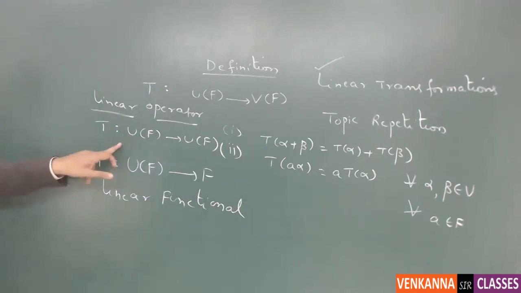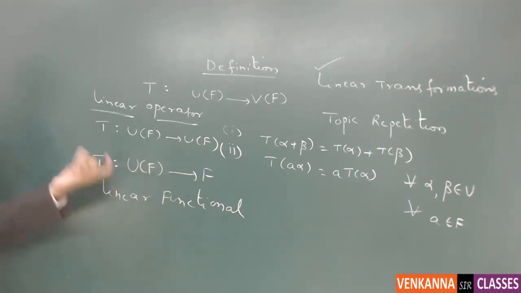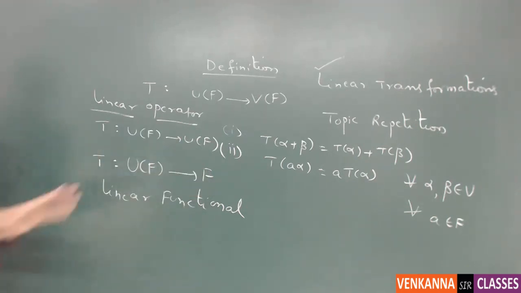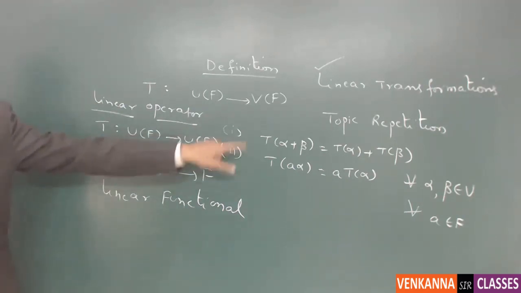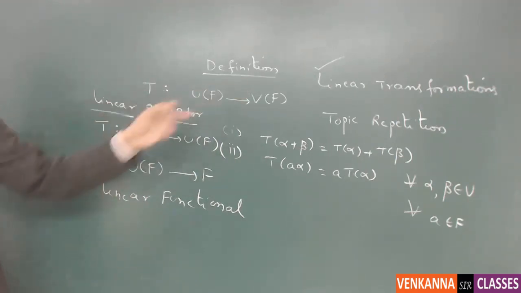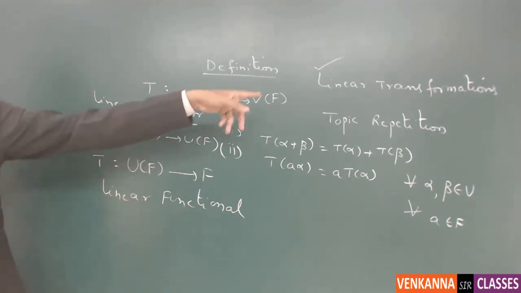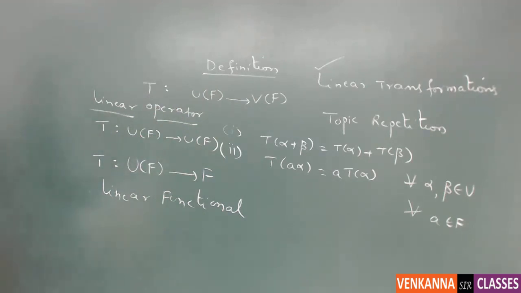So here, the input is a vector, output is also a vector. Here, input is a vector, output is a number. So you are pairing a vector into a number. So that is the difference between these definitions. Whatever name you consider, these two conditions are mandatory and to be satisfied by T. Apart from this, depending upon the domain and codomain sets, we give different names like linear transformation, linear operator, or linear functional. Clear to all? Any questions? Say. Is the definition clear?